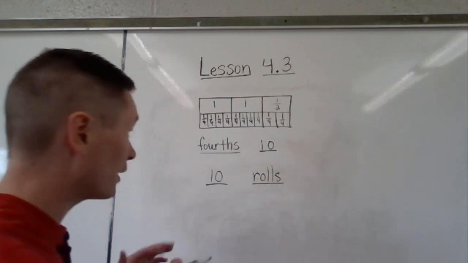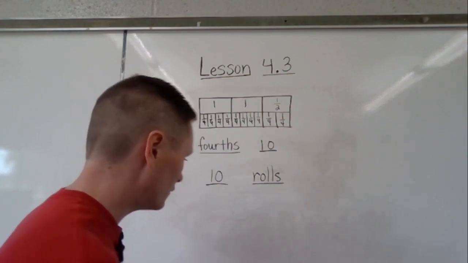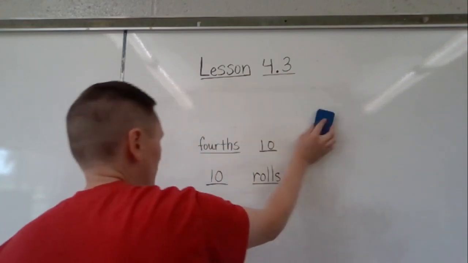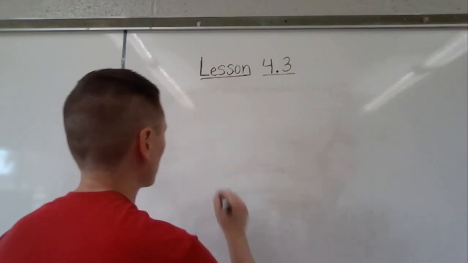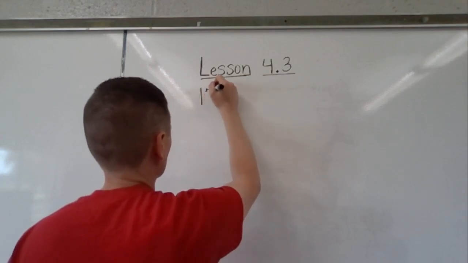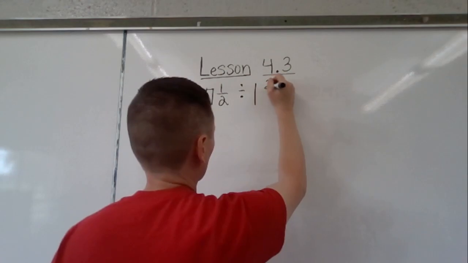All right, so if models are not your thing and you're like, I don't want to draw that out, that's too much work. Let's do another way. So example number 2, we have 17 1/2 divided by 1 2/3.